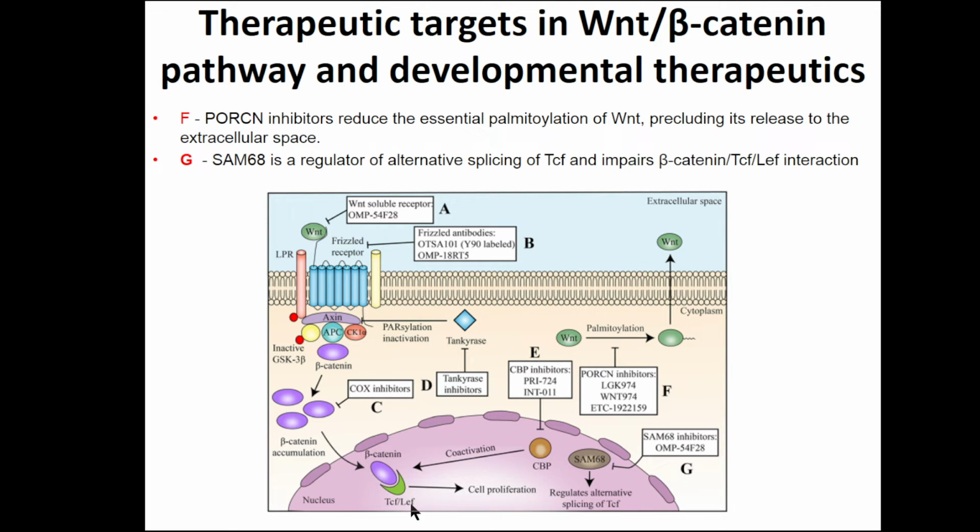And G, also an inhibitor which needs to come into the nucleus, and also will regulate alternative splicing of transcription factors which need to connect with beta-catenin, with helpers. So if there is another shape, polymorphic proteins, it will not connect with beta-catenin, and the effect of cell proliferation again will not happen.